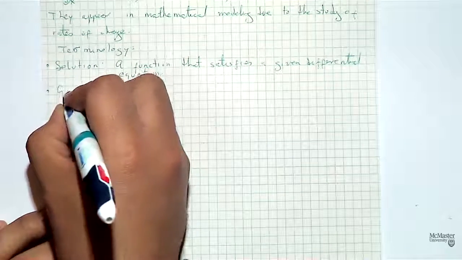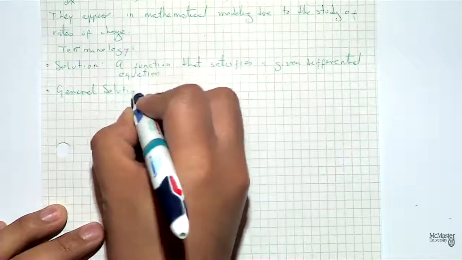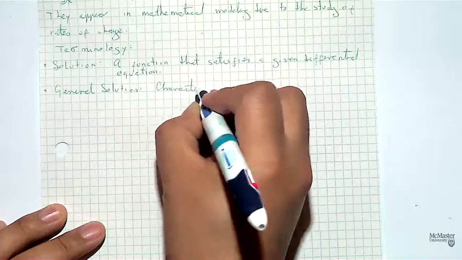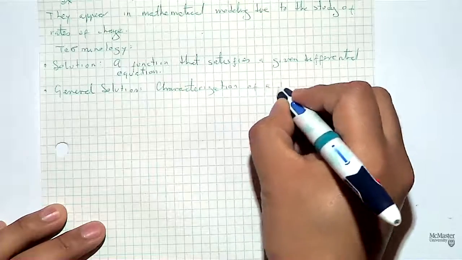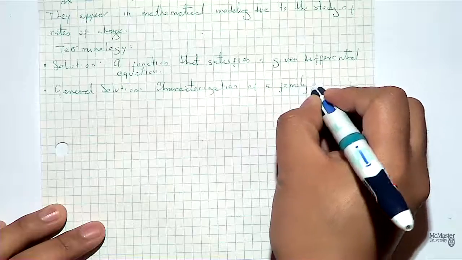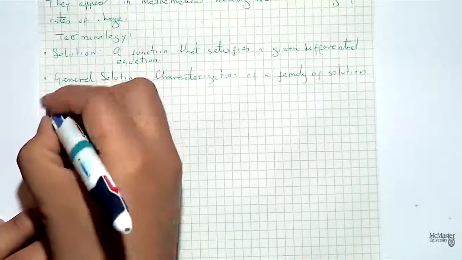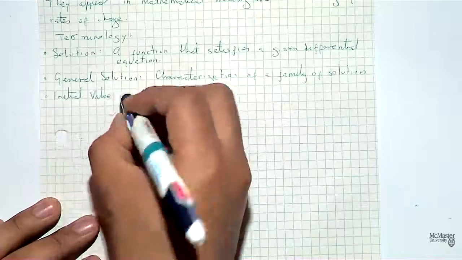So the general solution of a DFQ is the characterization of a family of solutions.